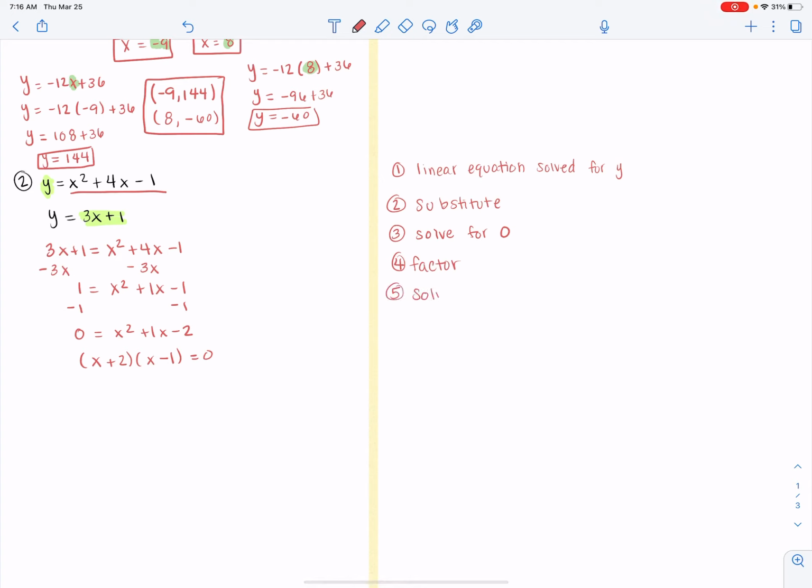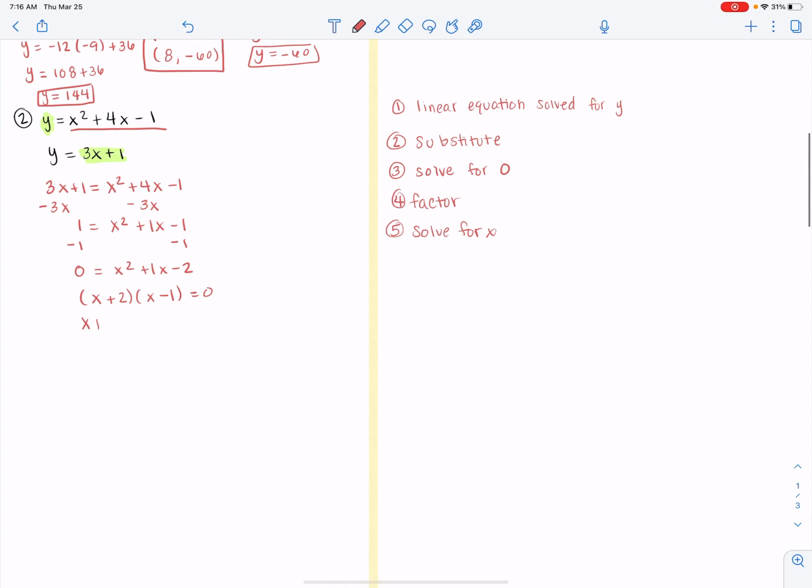We're going to solve for x. So x plus 2 equals 0, x minus 1 equals 0, x equals negative 2, x equals positive 1. All right, so then we're going to substitute the x values into the original equation.